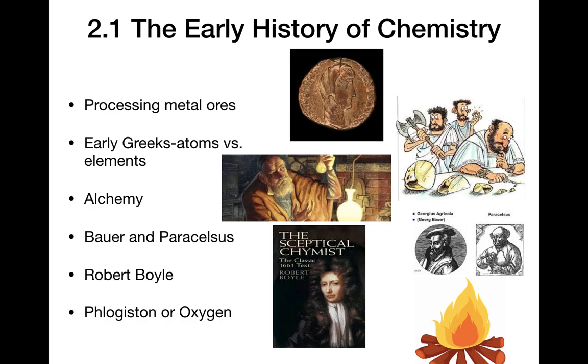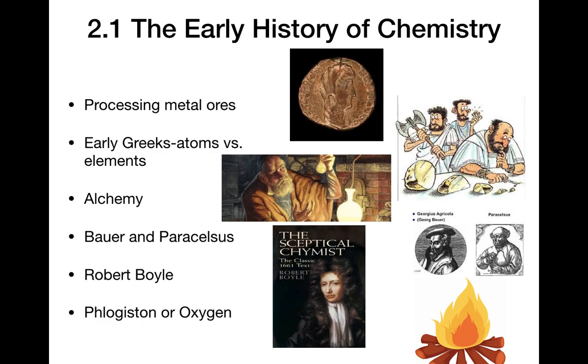After the early Greeks, we had a period of alchemy. Much of the theories of alchemy were proved to be untrue and didn't really work. But the alchemists were excellent experimental scientists, and they did develop many of the techniques that we now use today in chemistry.